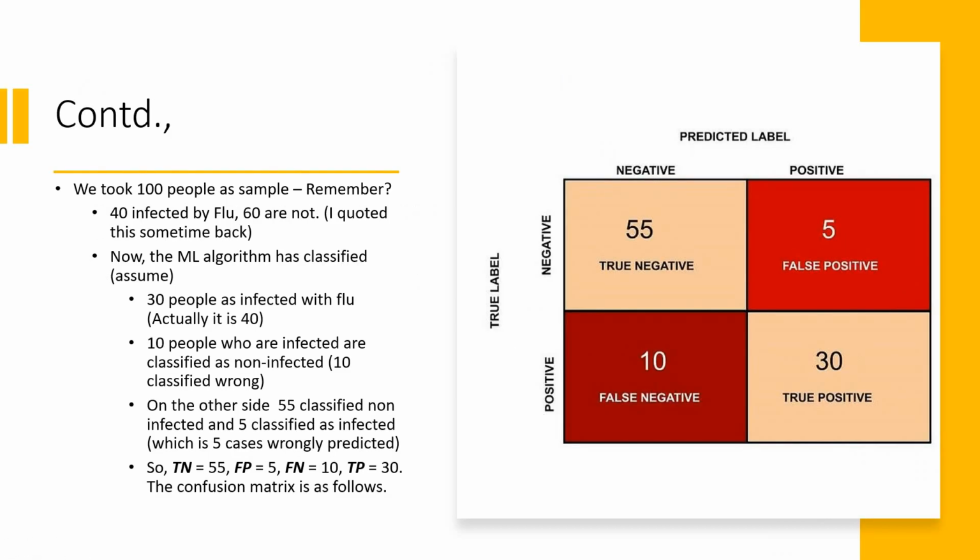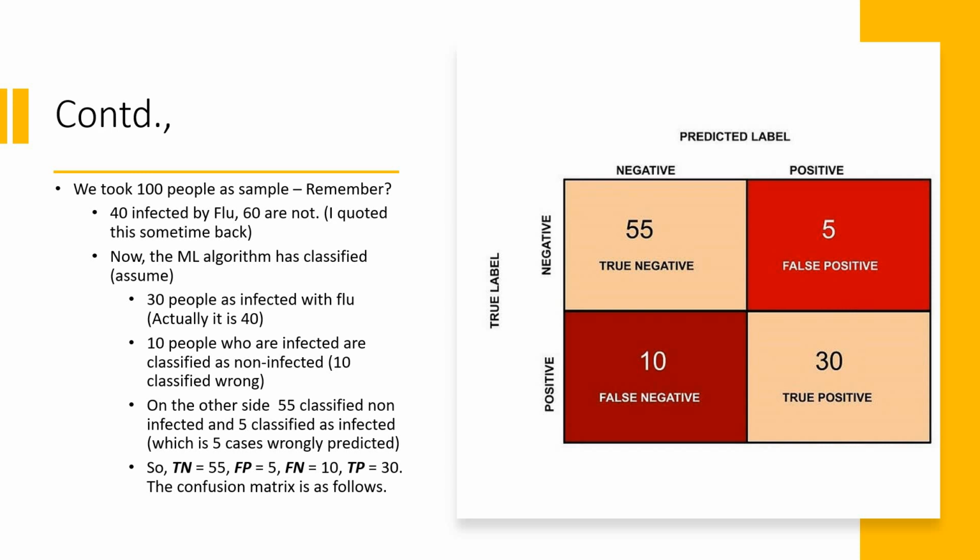We have taken a figure of 100 people as sample. 40 are infected by flu and 60 are not. I told about this some time back. Now we have got the ML algorithm which has classified it, assuming that we have built an algorithm. Now 30 people infected by flu is the result given by the ML algorithm, but actually it is 40. 10 people who are infected are classified as non-infected. So 10 has gone wrong. We are just assuming. Now on the other side, actually 60 people are non-infected, but only 55 have been classified as non-infected and 5 classified as infected.